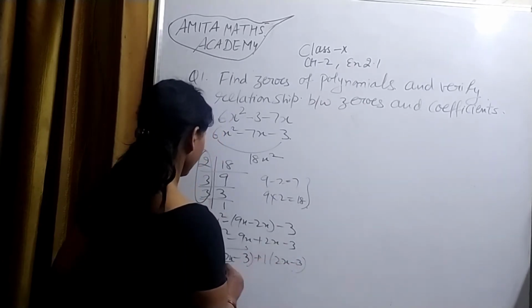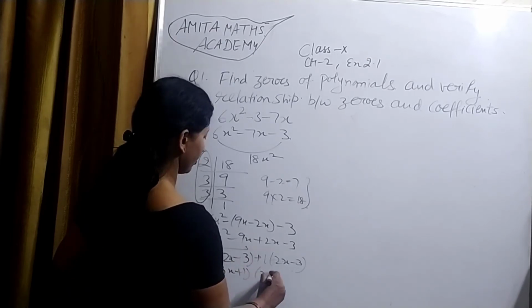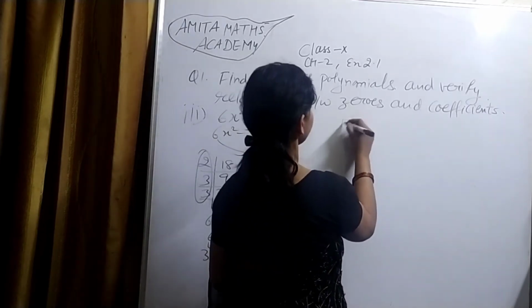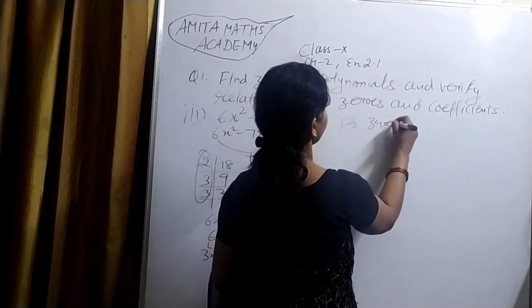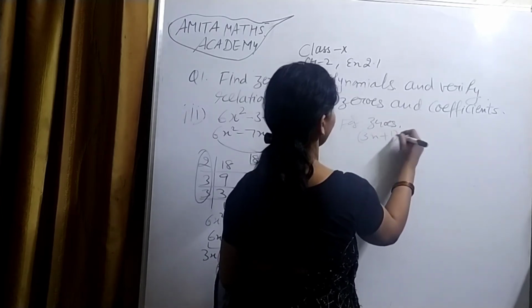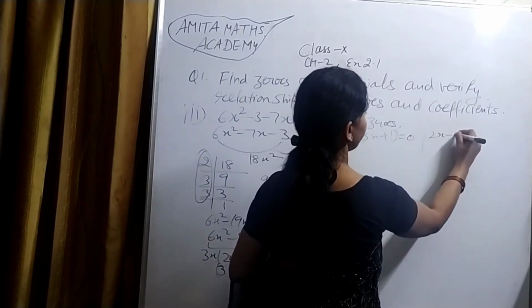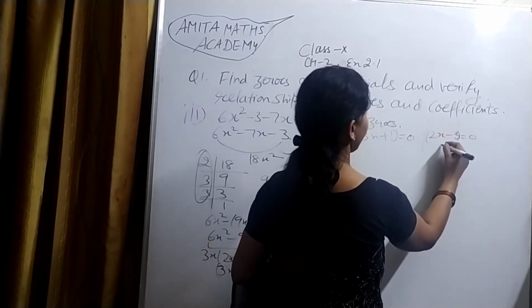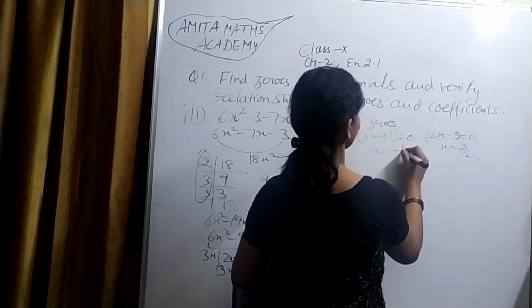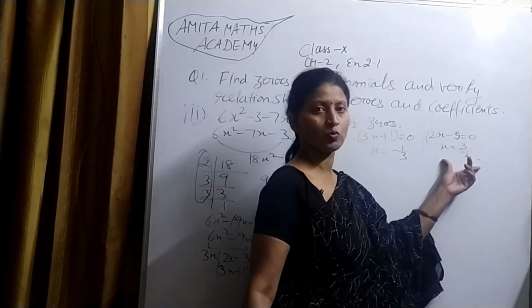You have to multiply by 1. This is your 3x plus 1 and this is your 2x minus 3. These are the factors. For zeros, put the factors equal to 0: 3x plus 1 equals 0 and 2x minus 3 equals 0. I got x is equal to 3 by 2 and also x is equal to minus 1 by 3. So I got the two zeros, minus 1 by 3 and 3 by 2.